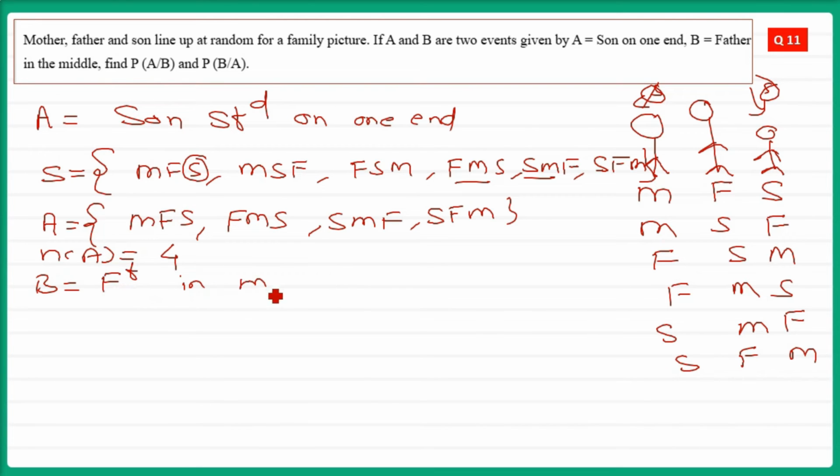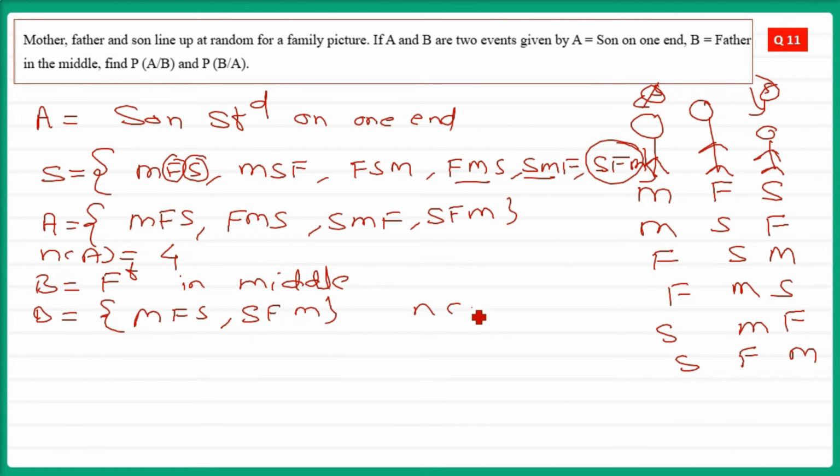So when we are talking about father in the middle, that means you have to just see the father has to be in the middle, with the others on either side. So MFS and SFM, these are the only 2 possibilities where the father comes in the middle. The same question, if mother in the middle, then also it remains the same. Father on one end, mother in the middle, same solution will happen. So this B's number of elements has become 2. A intersection B: MFS is common. I am now finding the common values in A and B. MFS is there and SFM is there.